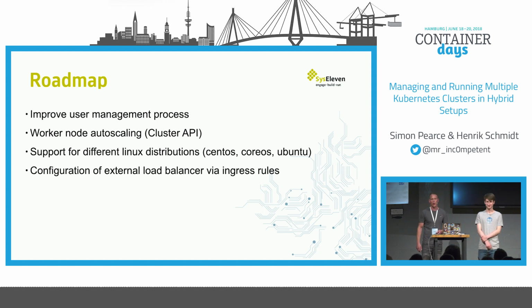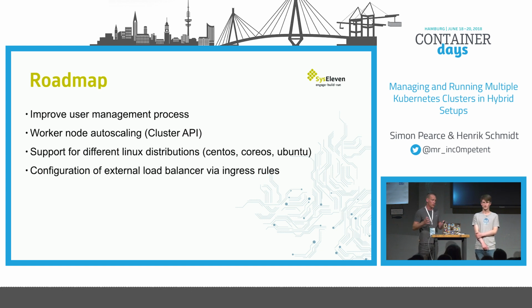Configuration of external load balancer via ingress rules. There is a project in one of the concepts of Kubernetes called external DNS. It's something we want to contribute to sooner or later. Interesting project. You basically can add your ingress rules, and then you can configure maybe an F5 load balancer, Cloudflare, or other external load balancers you're using.